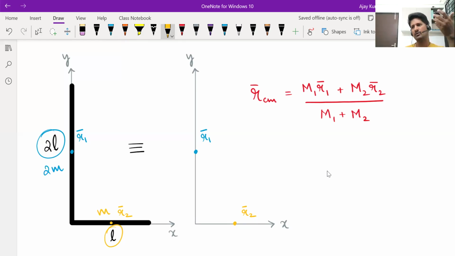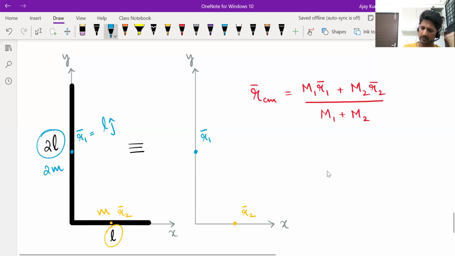Okay. You can call it 2x, x, 2 kg, 1 kg. Just the ratio is what you need. You can take it as 6 kg and 3 kg also. Doesn't matter. And what is the position vector of the first rod center of mass? 0, L. So it's like 0 I cap plus L j cap. I'll directly write it as L j cap. That is the position vector of the first rod center of mass.